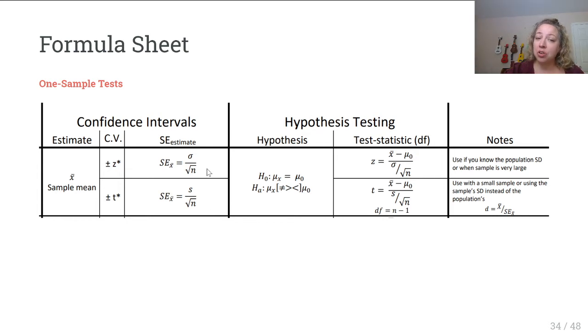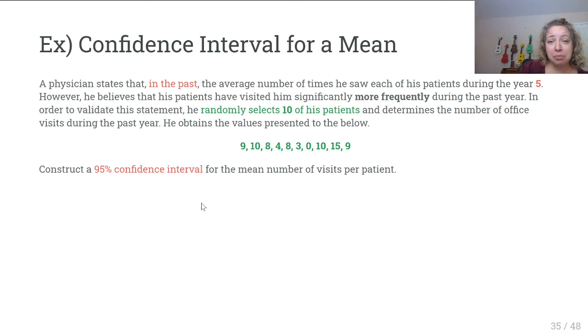And depending if we know sigma, we'll use that. If we don't, we'll use s. But remember, if we're using the sample standard deviation, that's paired with a t. If we know the population standard deviation, then we can go with the z. So let's go back to our example we were working on before and construct a confidence interval. And we're going to go with the default 95% confidence interval for the number of visits that each patient makes to their doctor in a year.